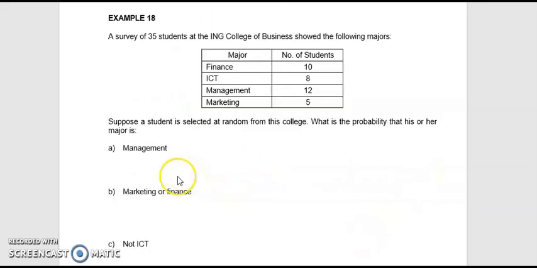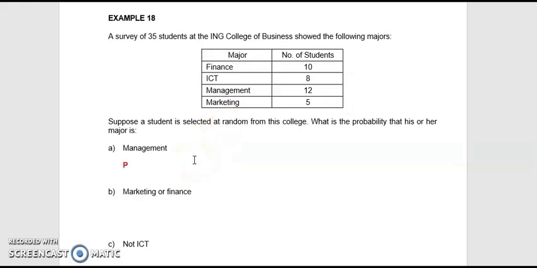Now let's move to example 18 here. A survey of 35 students at the Ing College of Business showed the following majors. So the total number of students is 35. We have 4 majors here: finance, ICT, management, and marketing. Suppose a student is selected at random from this college. What is the probability that his or her major is management?